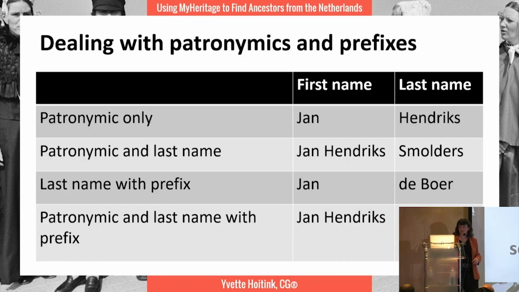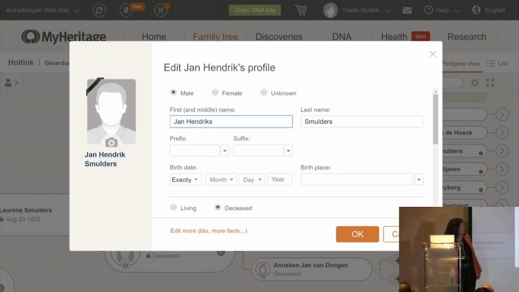And people have asked me how they should fill it in MyHeritage, how they should do this with these different types of names. And this is what I do. There are different ways to do it. But if you have a person with a patronymic only, I fill that in the last name field. If they have both a patronymic and a last name, I fill in the patronymic in the first name field and the last name in the last name field. Last name with prefixes, I always put in the last name field. And this is an example of how this works.